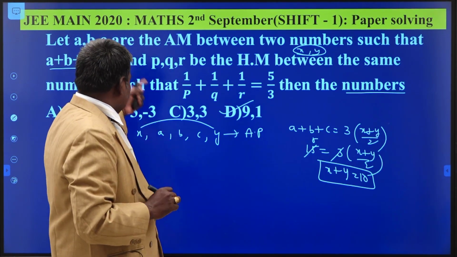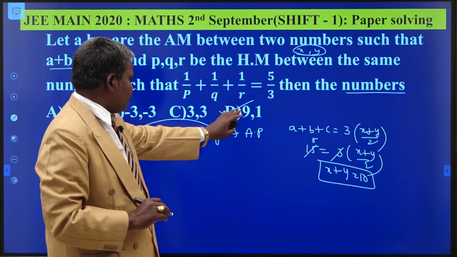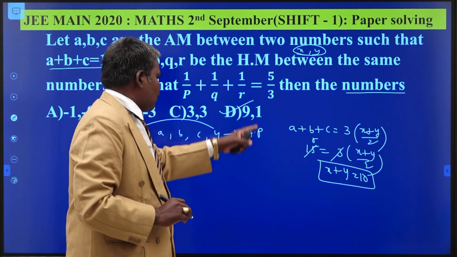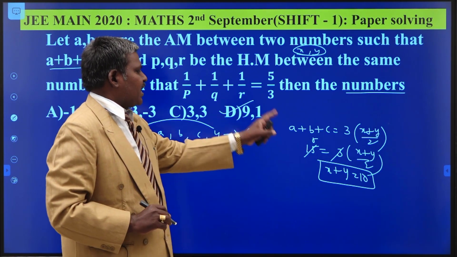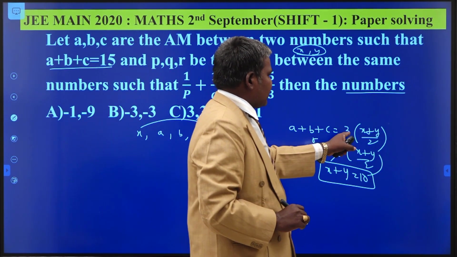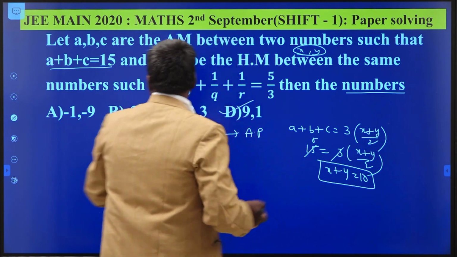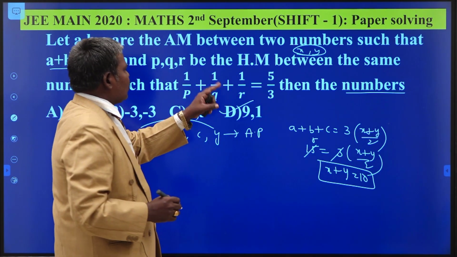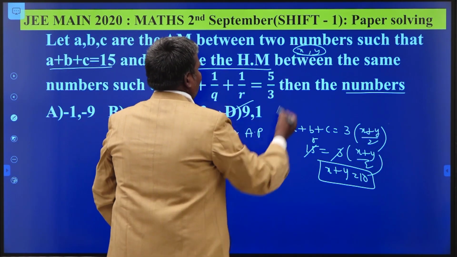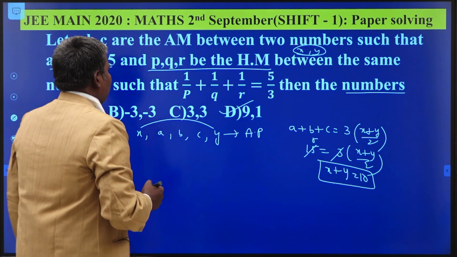Also we do the next one. By simplest verification the answer is 9, 1 by applying this condition: the sum of the arithmetic means is equal to n times the arithmetic mean of the corresponding values of X and Y, that is 3 times X plus Y by 2. Again, what is given to you? P, Q, R are the harmonic means between the same numbers. The numbers are what here? X, Y.